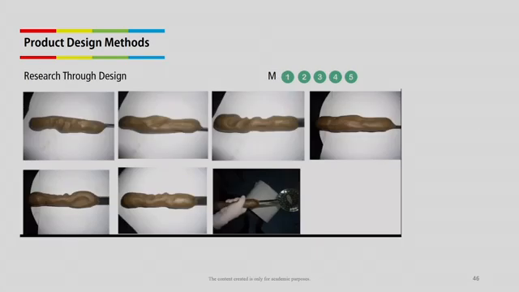Next method is research through design, where you will be making products, or I would say making prototypes, and then you will be taking user feedback, user information, experience data, which will guide you for the further modification in the design process. Instead of pen and paper, you are actually making products and taking user feedback.